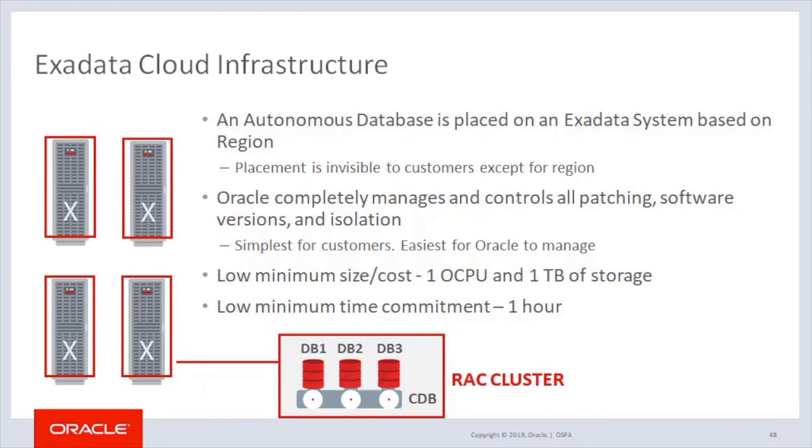This placement, except for region location, is invisible to the customer, but is done to minimize traffic latency and maximize data center efficiency. Oracle completely manages and controls all operation aspects of the system, including patching, software versions, isolation, backups, and other operational procedures. This provides the most flexible and least obtrusive environment for the customer and the most effective environment for Oracle Cloud Operations to manage.